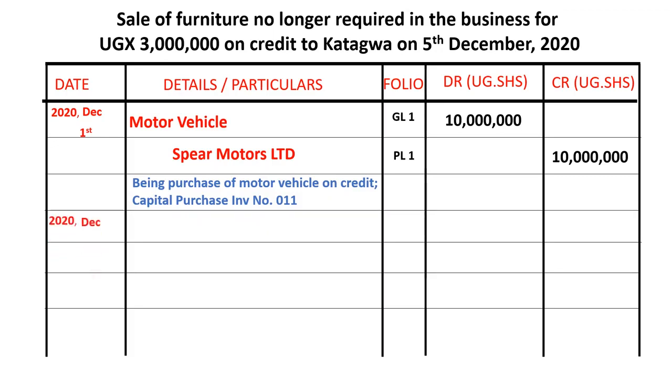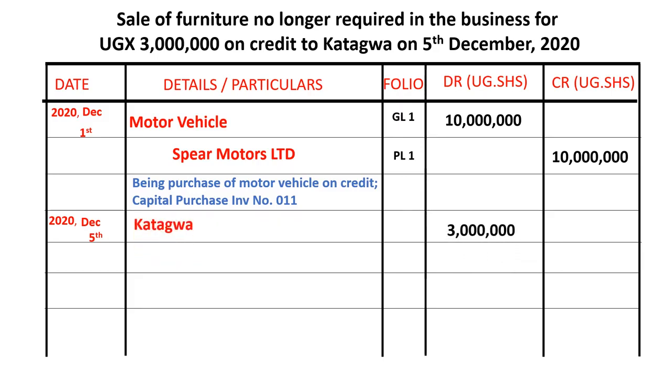When it happened. Then after writing the date, we shall identify the accounts that are affected. What are we going to debit? Of course, when we've sold this to Katagua on credit, it means Katagua becomes a debtor to the business. A debtor to the business, that's an asset to the business. Increases in assets are debited. So it means that we are going to debit debtor Katagua account by 3 million.